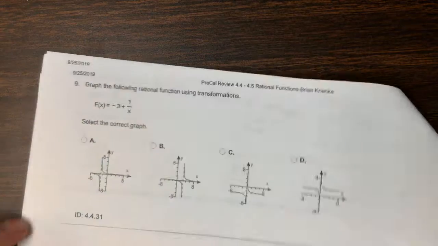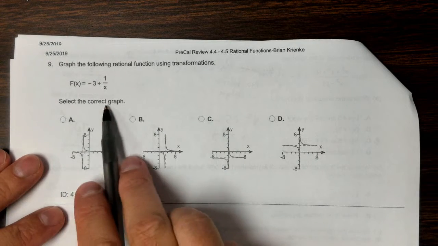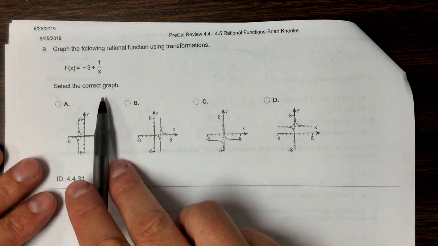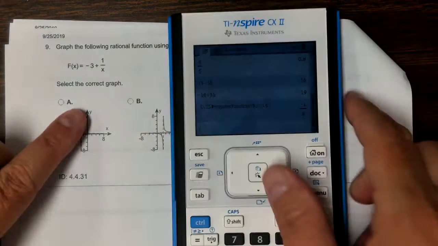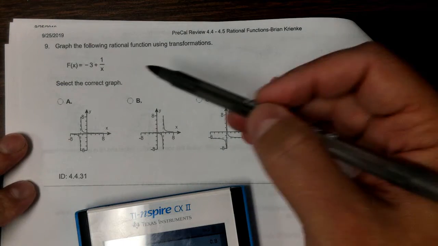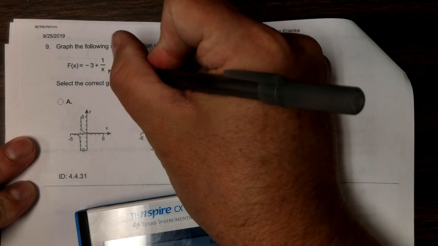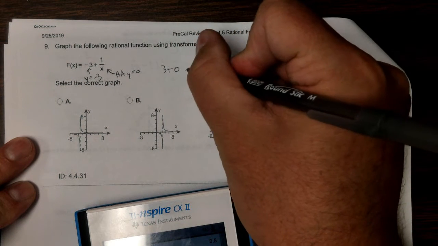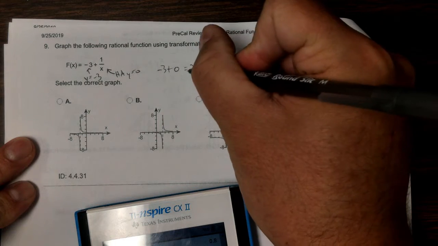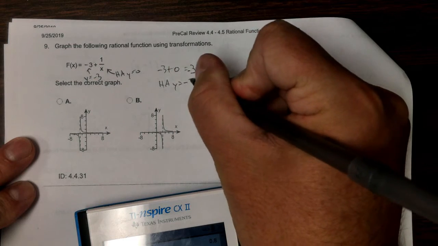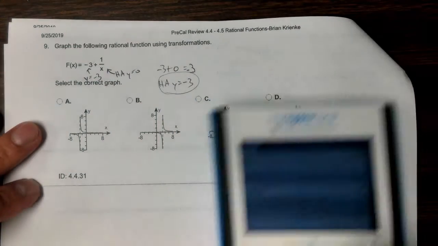Okay, let's do this one also. Graph using transformations. Well, really all you have to do is type this in and graph it. But if we use some of our properties, we know that this part would have a horizontal asymptote at y equals 0. This part indicates it's at -3, and then you do -3 plus 0 to get -3. So we know overall, before graphing, that you're going to have a horizontal asymptote at -3.